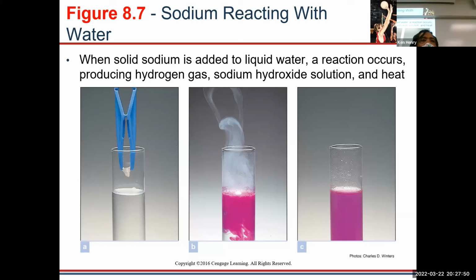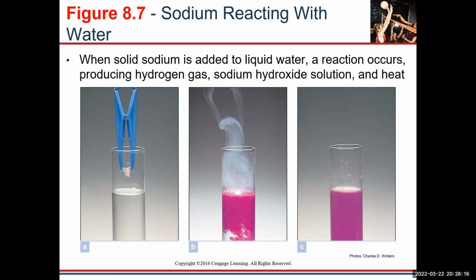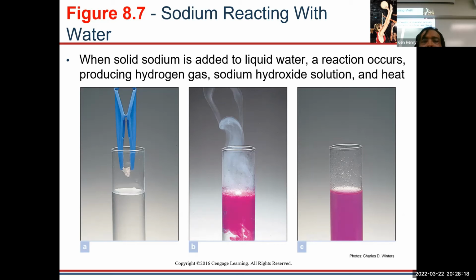Okay, so help me out with constructing this chemical reaction. I want you guys to help me write the chemical equation. It says, when solid sodium is added to liquid water, a reaction occurs, producing hydrogen gas and sodium hydroxide solution and heat. So is this our products and reactants? What are going to be my reactants? We'll start off with my reactants first.